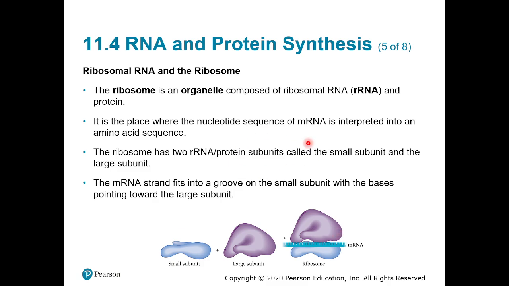So again, your ribosome is going to have two RNA protein subunits. These are going to be the small subunit and the large subunit. What's going to happen is this is actually going to assemble around your mRNA. And so your mRNA binds to one. Then the other comes and binds to it. And this gives you your ribosomal complex around your mRNA. And now it's ready to be read.